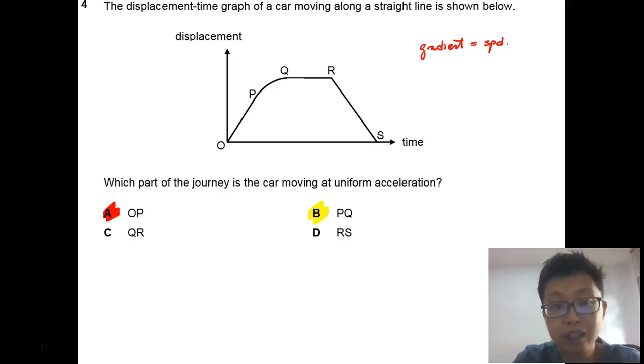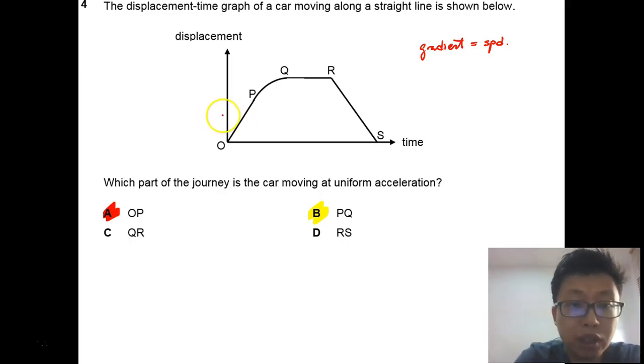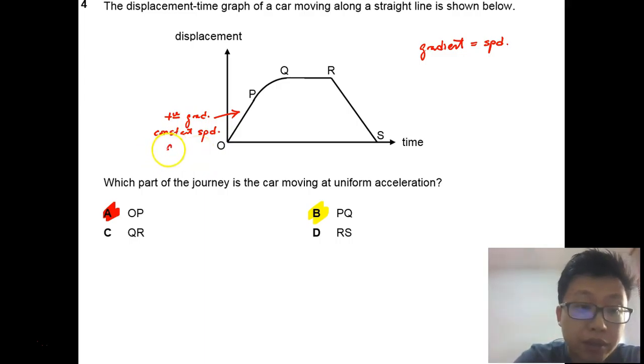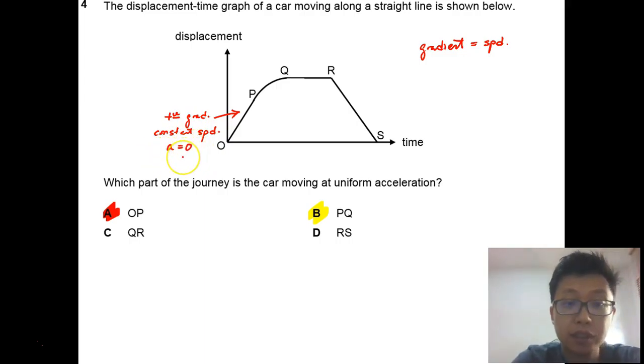So now I'm going to break the graph into 4 portions. So let's look at OP first. If you look at OP, you will see that you have a positive gradient. And because of that, it means that obviously this gradient is constant. So therefore, you can see that you have a constant speed down here. And if you have a constant speed, that means that your acceleration will be 0.